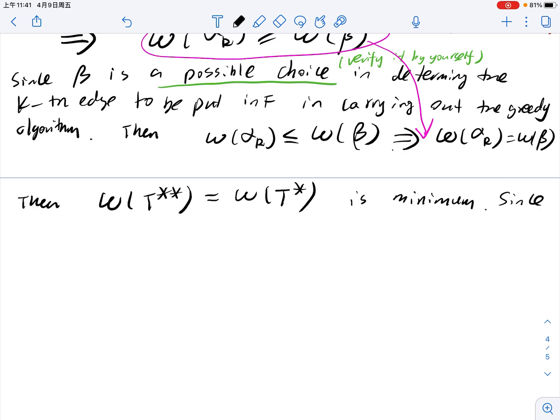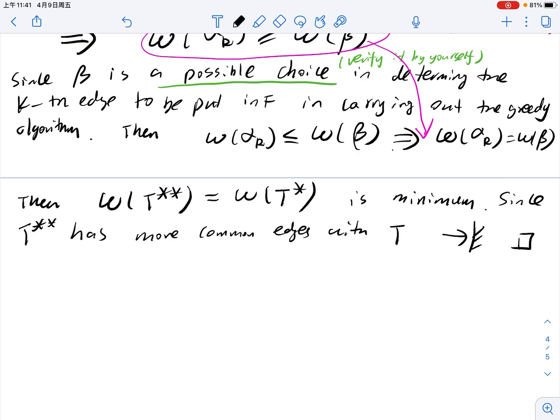Since T** has more common edges with T, we have the contradiction, because we assumed T* is a minimum weight spanning tree with the largest number of common edges with T. But now you have another one that has strictly larger number of common edges with T.